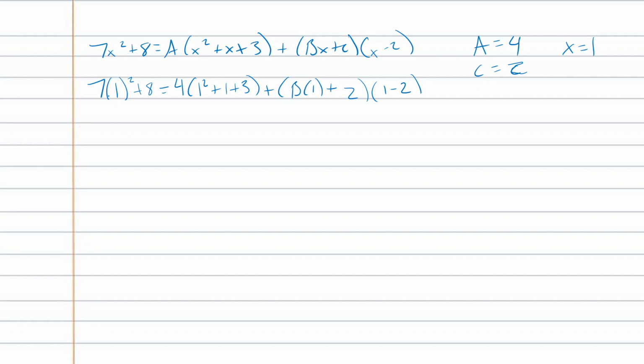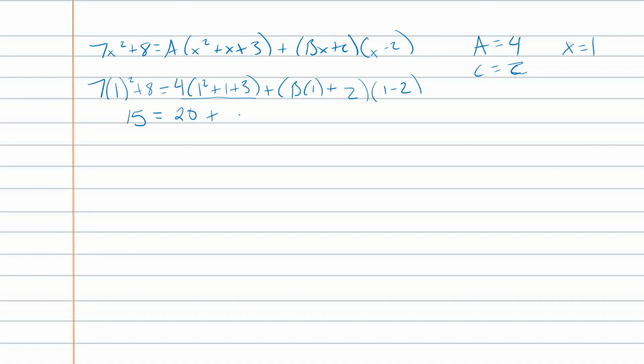So 1 squared is 1 times 7 is 7. 7 plus 8 is 15. So the left-hand side simplifies down to 15. 1 squared is 1, plus 1 is 2. 2 plus 3 is 5. 5 times 4 is 20. I'm doing a lot of little small algebra steps all together instead of rewriting this whole phrase. That would have been 5 or 6 different times. So that first term here simplifies down to a 20.